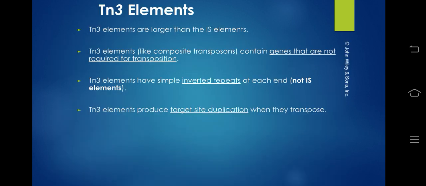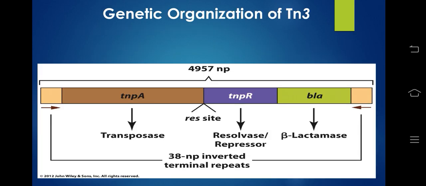Tn3 elements. Tn3 elements are larger than IS elements. Like composite transposons, Tn3 elements contain genes that are not required for transposition. Tn3 elements have simple inverted repeats at each end, not IS elements. Tn3 elements produce target site duplication when they transpose.